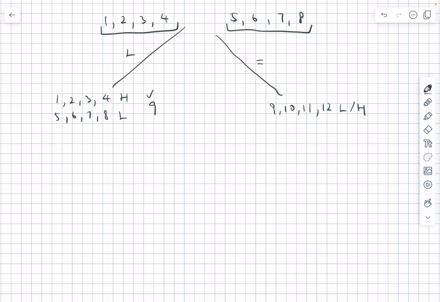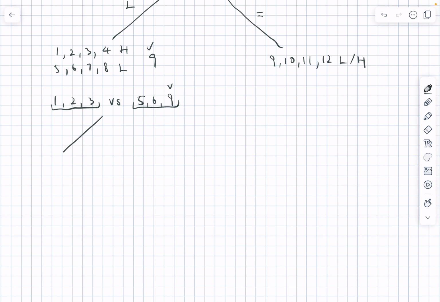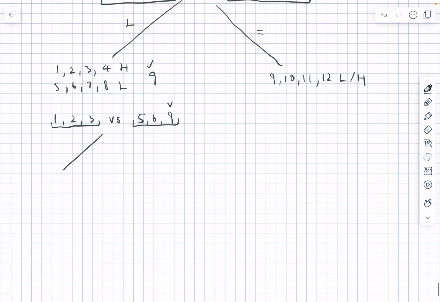So how should we arrange the groups? Can we say something like this? We weigh 1, 2, 3 versus 5, 6, 9, where 9 is not defective. So let's say we have this weighing. Suppose the left side is heavier. Is that possible? Yes, that's possible.